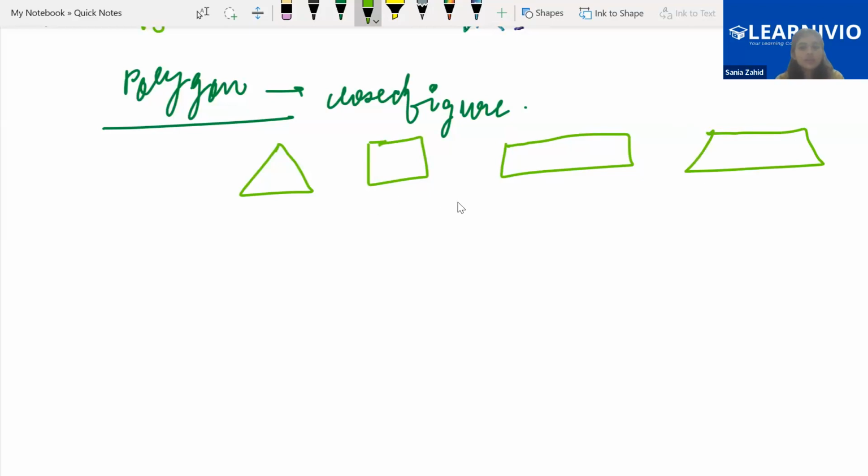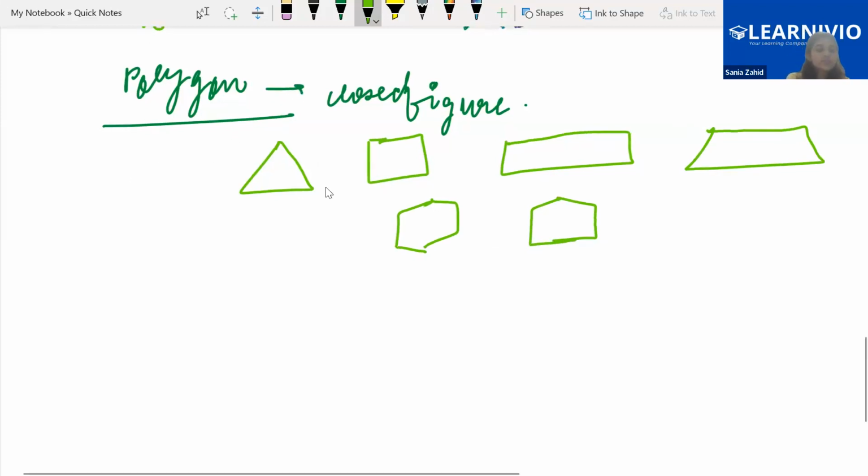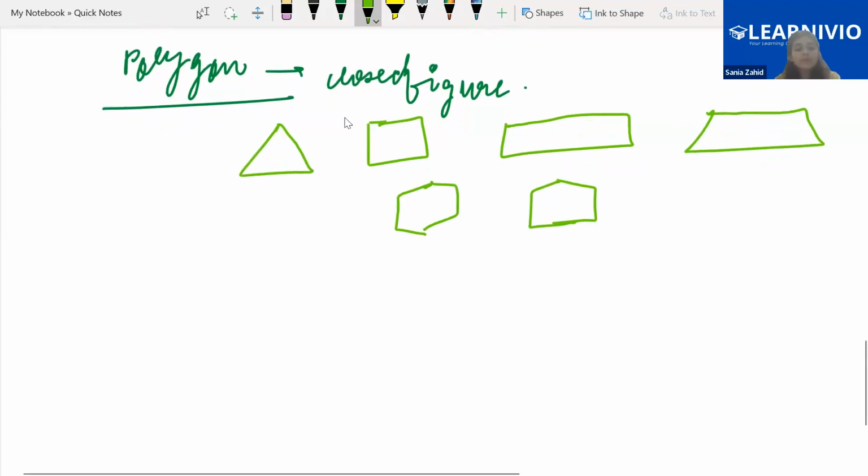Even a figure with more than 3 or 4 sides, like 6 sides, is also a polygon. Or with 5 sides, this is also a polygon. So basically, a simple closed figure is known as a polygon. The figure should be closed. Now tell me, how many minimum line segments are required to form a closed figure?